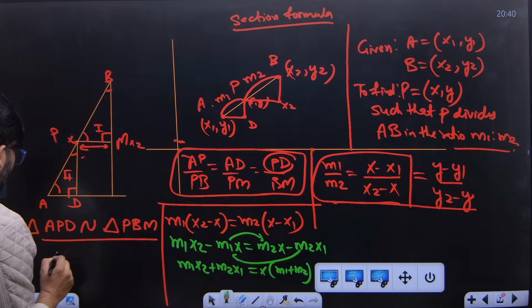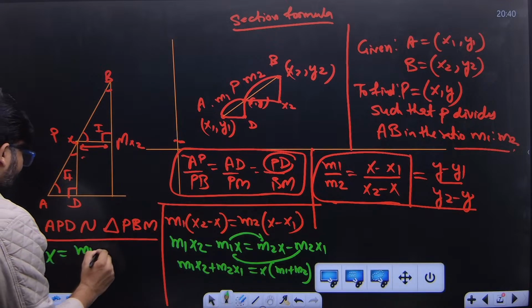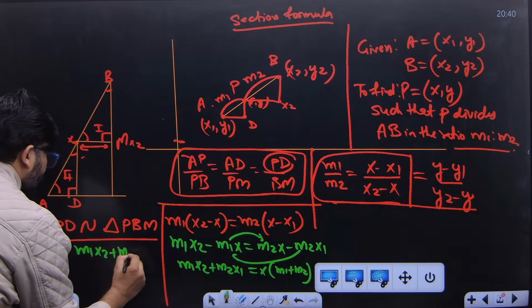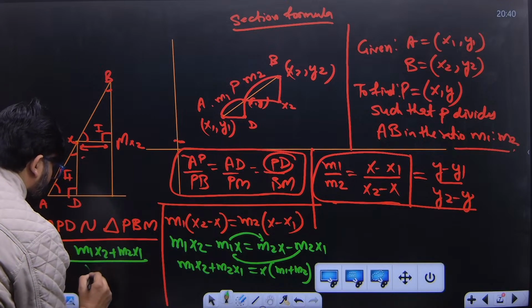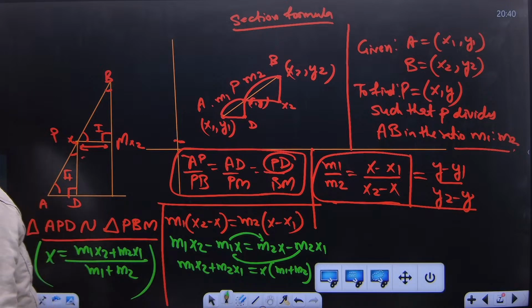So the formula for x, x coordinate will be what? It will be m1x2 plus m2x1 divided by m1 plus m2. All right? Any doubt? No, sir. Okay.